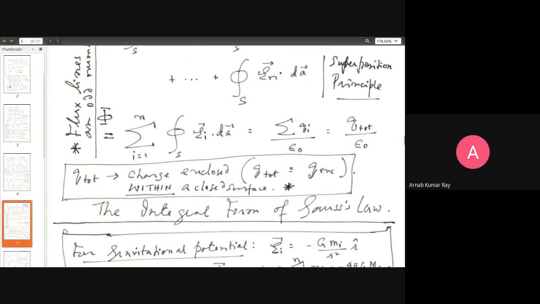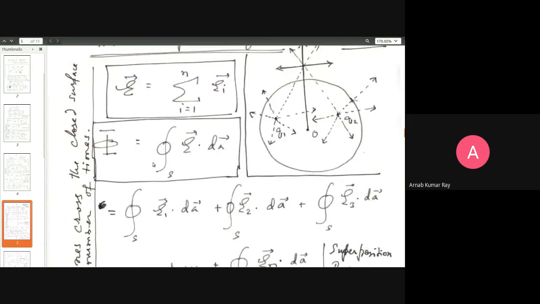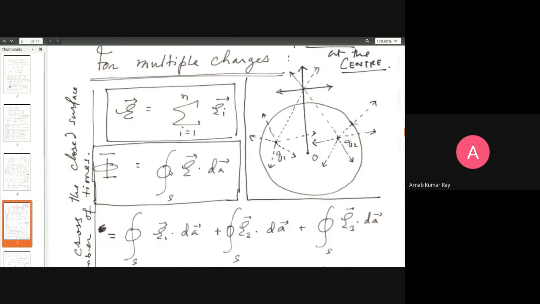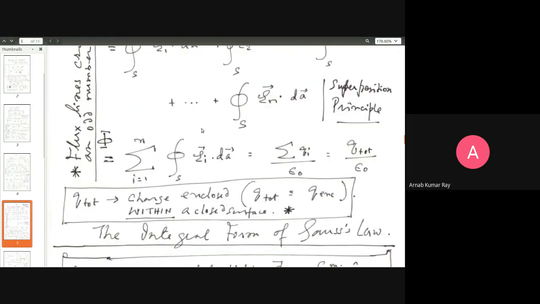Now comes something very important. This is known as the integral form of Gauss's law, not theorem. You have studied the Gauss divergence theorem, but here we are not talking about that. We are talking about Gauss's law of electrostatics. What does it say? This is the integral form. It involves a closed surface integral of E dot dA, the flux phi. This integral is equal to the total charge enclosed within the volume divided by epsilon naught.